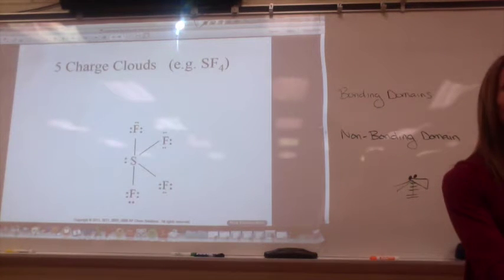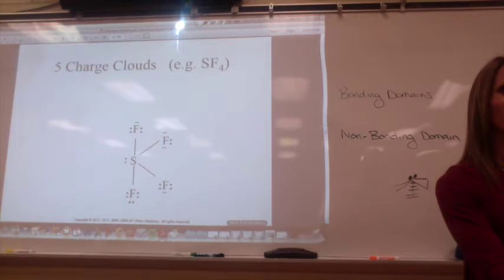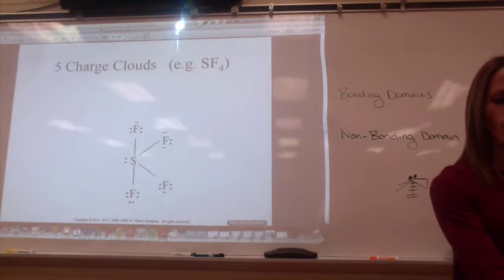Next one, how many, Gonzo? 5. 4. 1 lone and 4. So 4 bonding and 1 non-bonding. So look at your sheet. 4 bonding, 1 non-bonding.